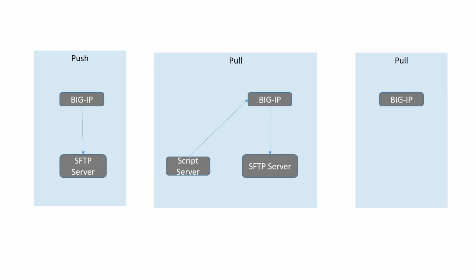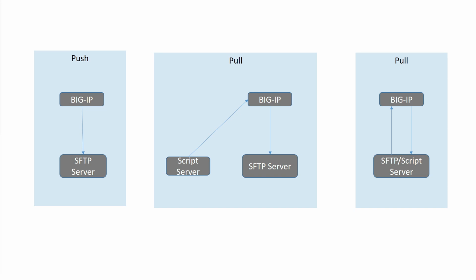There is another way of achieving the pull method. You have a BIG-IP and an SFTP server which itself acts as the script server. The script runs on the SFTP server itself. That script logs into the BIG-IP device, generates the backup file, and then tells BIG-IP to paste that backup file into the SFTP server, and then it is done.